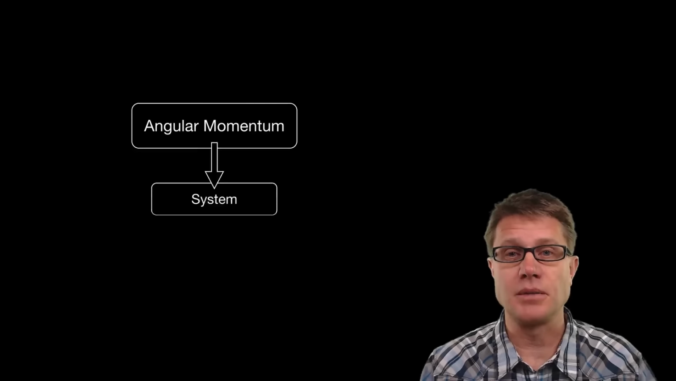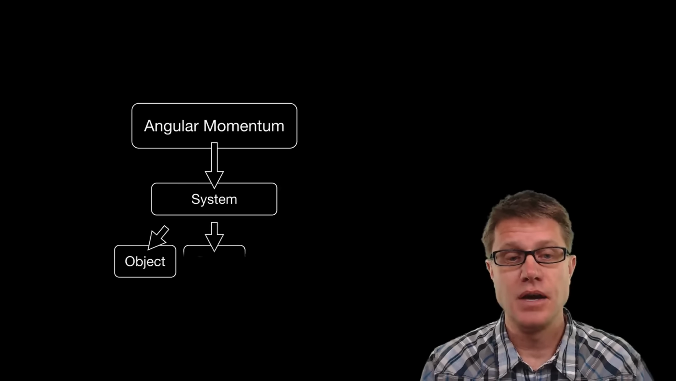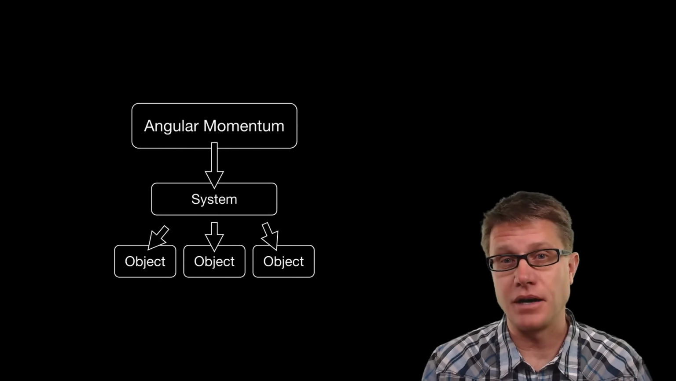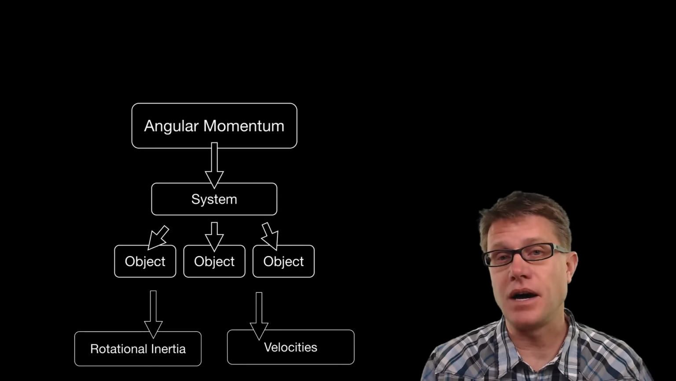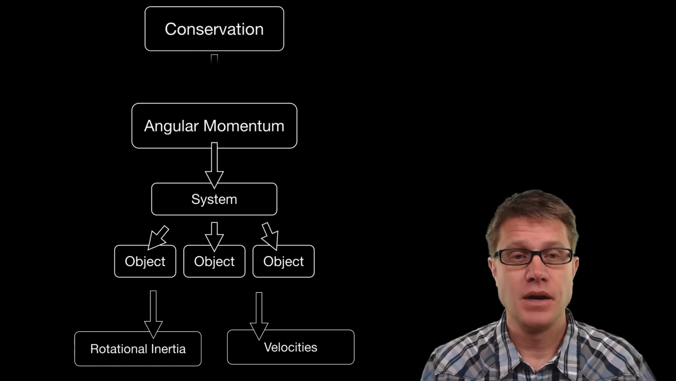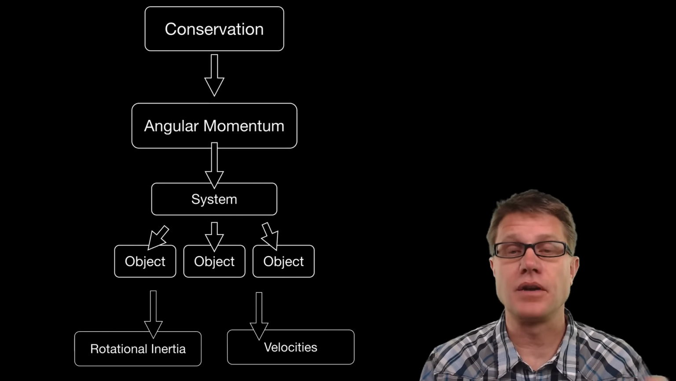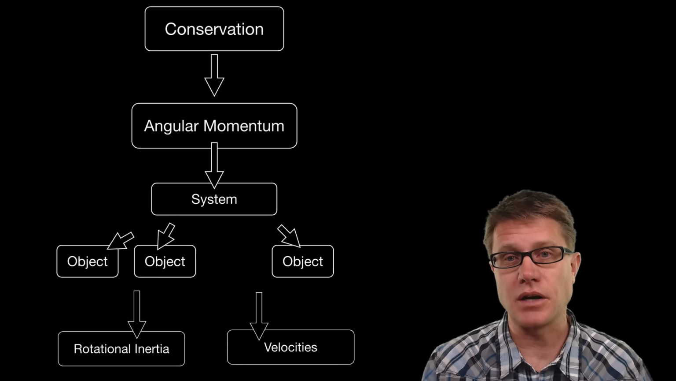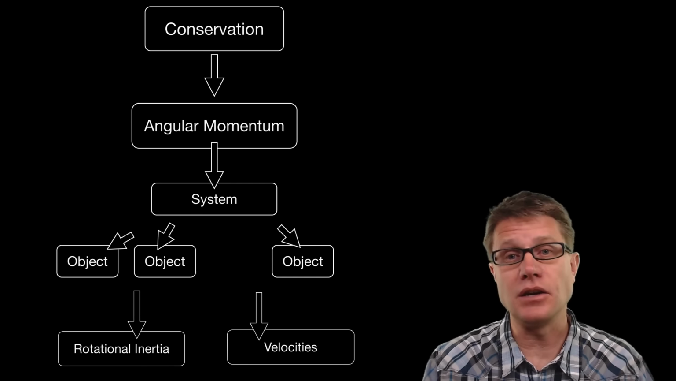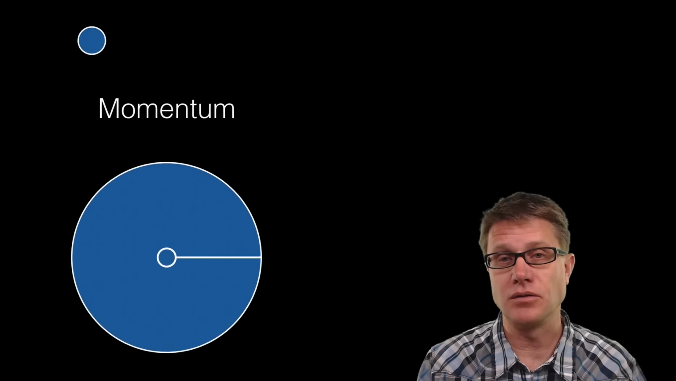And so angular momentum of a system is based on two things. It's the position of all the objects, and that's going to be its rotational inertia, and then the velocity of all of those objects. And so due to the conservation of angular momentum, if we change the position of where those objects are, we're not going to get new momentum, and so what we're going to do is see changes in the velocity of those objects.